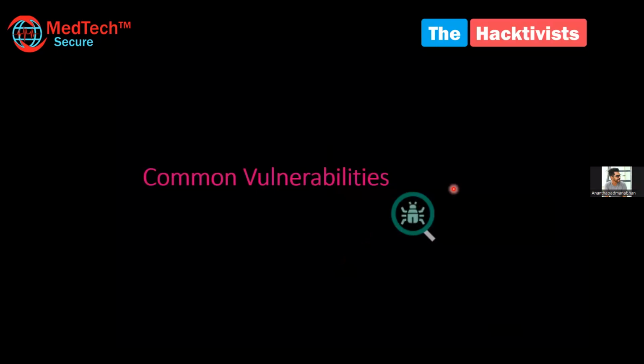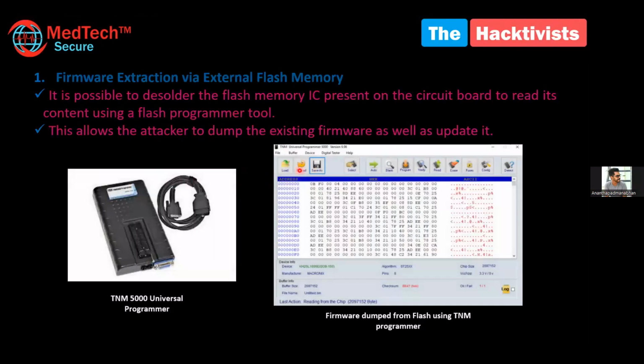So moving on to the next topic, the common vulnerabilities. We have discussed the major components and protocols, and also how to find the testing points, and what our approach should be to understand the architecture and perform a security assessment. Now we can look into some of the common vulnerabilities we can come across in our hardware security assessment. The most important and most common one is firmware extraction via external flash memory.